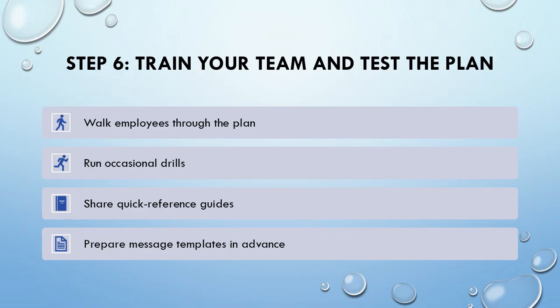Step 6, then, is to train your team and test a plan. A plan only works if people know how to use it, so keep it practical. Walk employees through the plan, run occasional drills, share quick reference guides with your team, and even try to prepare message templates in advance so that you can send communication out quickly when you have a million thoughts running through your head. As for testing, regular reviews help you catch gaps before they become problems.